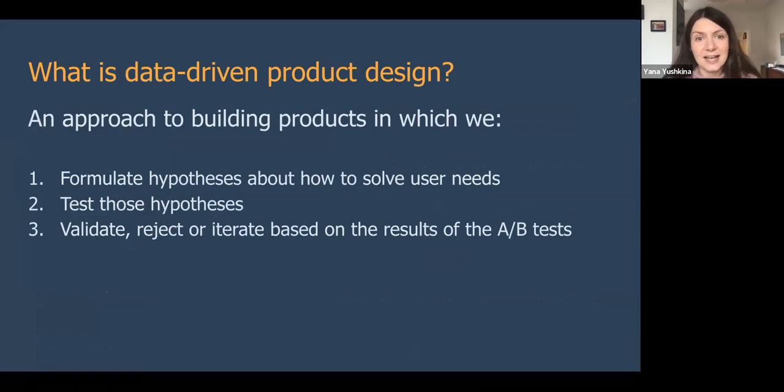So what is data-driven product design, which is a term that is used a lot? Really, it's all about an approach to building products based on quantitative measures and a scientific method. What we do is we formulate hypotheses about how we can solve user needs. Then we test those hypotheses, and then we validate, reject, or iterate on those hypotheses based on the results.